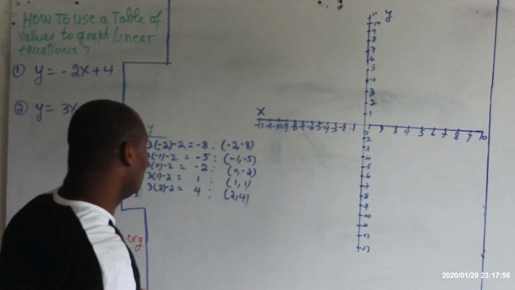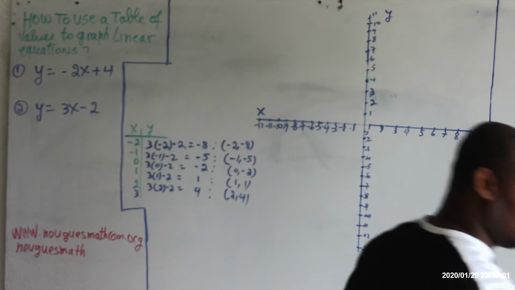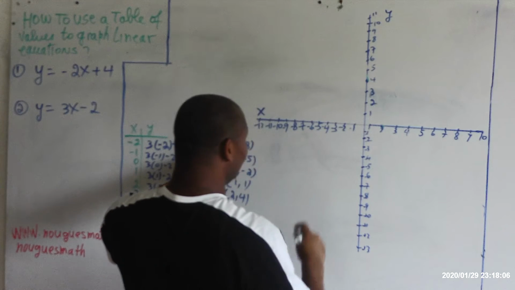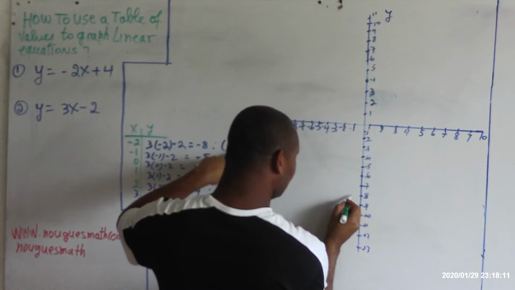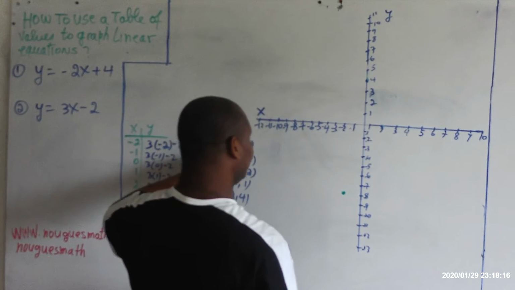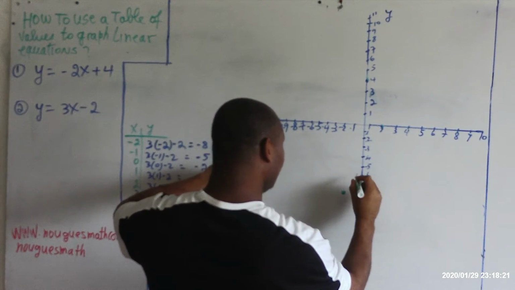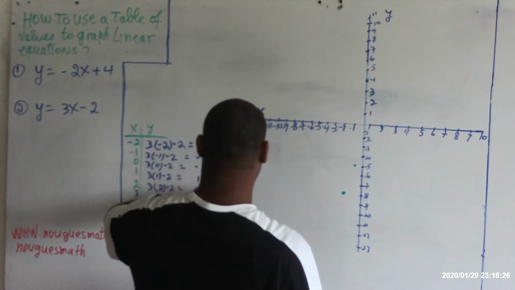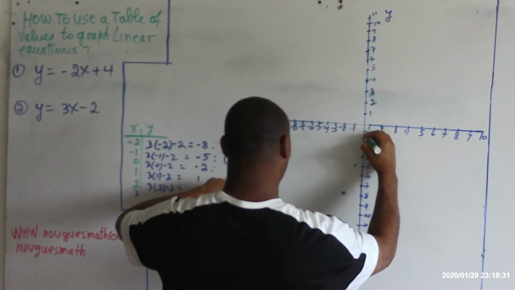Let's plot the points. So, negative 2, negative 8. Let's use this marker. Negative 2, negative 8. This time is down. Negative 8 right here. Negative 1, negative 5 right here. 0, negative 2 right here.